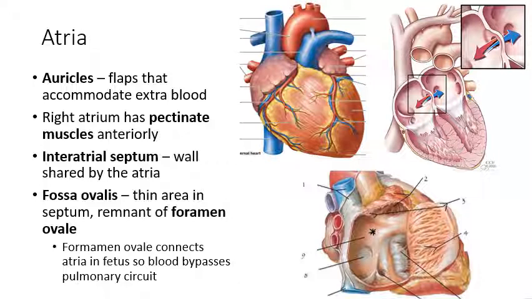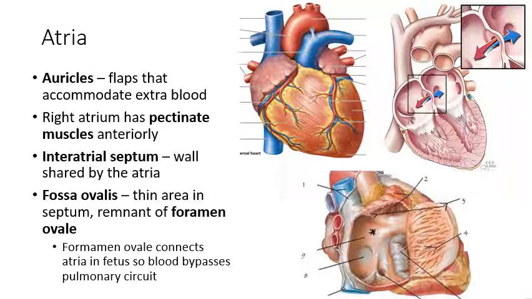The tissue in the lungs is very delicate, especially when it's developing. So you want to avoid having high blood pressures running through the lungs that could damage that tissue as it's developing. And there's not a need for it. So that's the reason why blood bypasses the lungs in the fetus.